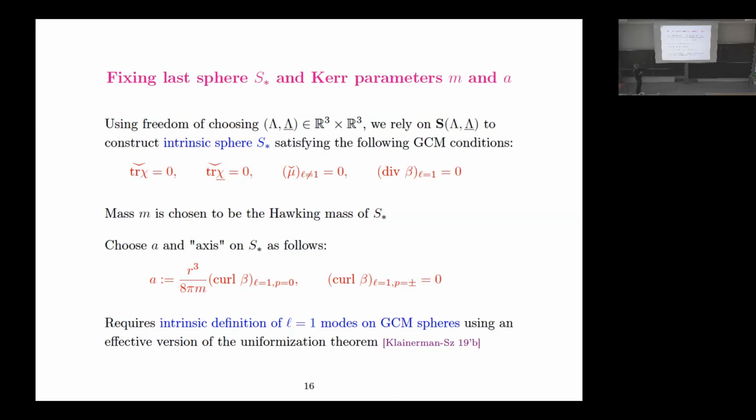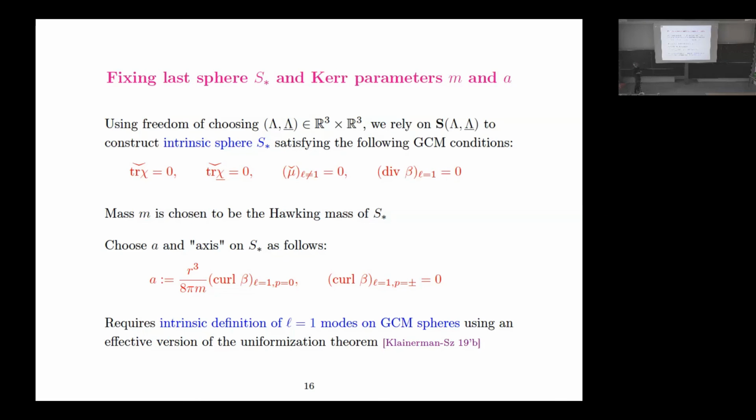So let me now move to the rest of the modulation parameters. M is simply chosen to be the Hawking mass of S star. So this is what you expect. It's very easy. But now for a, if you give me a sphere S star, there are lots of definitions of angular momentum on a sphere in the literature, but it turns out that none of them was working for us.